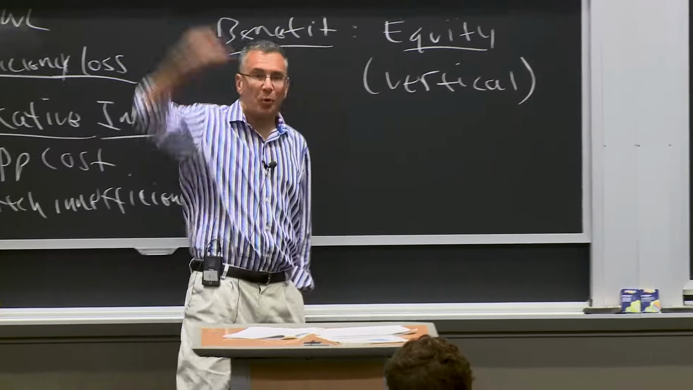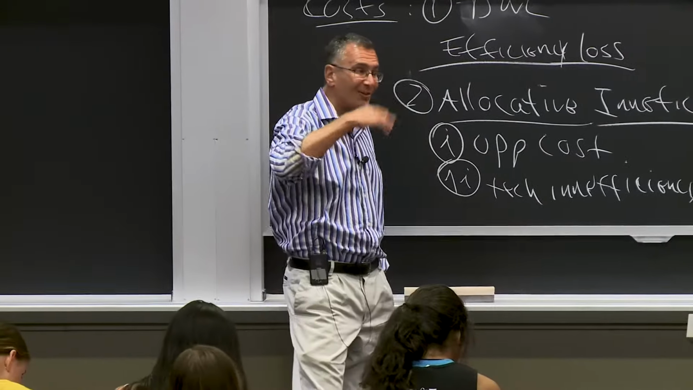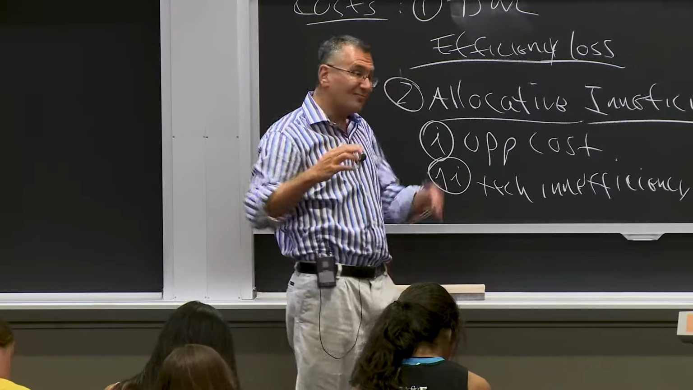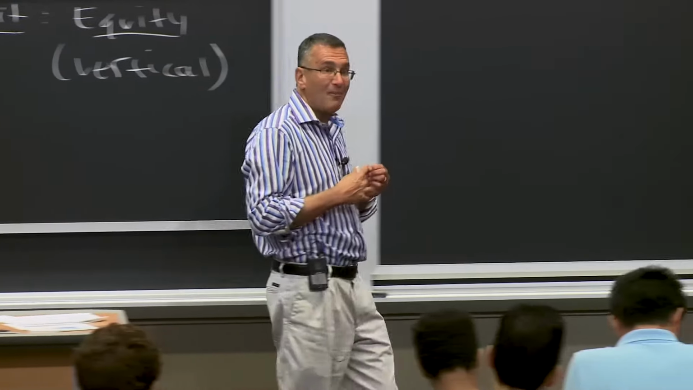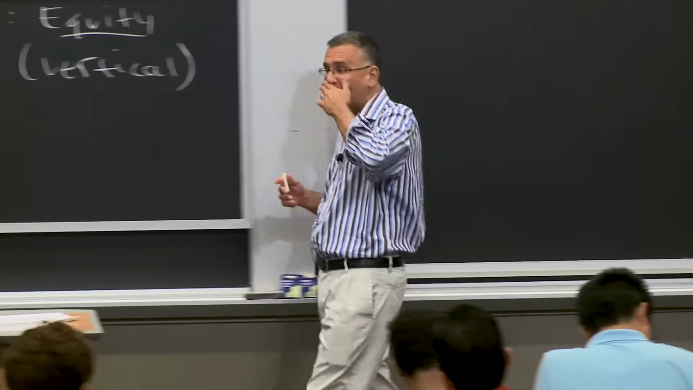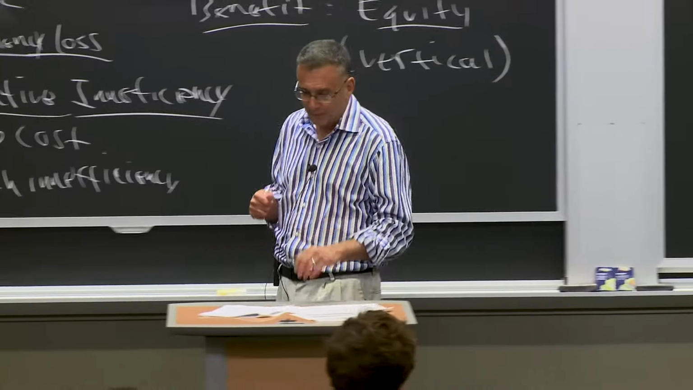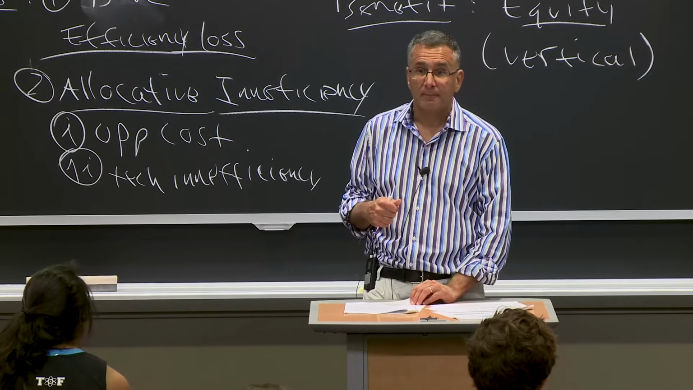Vertical equity is rich versus poor. Okay? There are other kinds of equity you might care about, like who has extra time versus who doesn't have extra time. And that's a good point. But for now, when I say equity, I'm going to think about rich versus poor. When we think about government policy and the equity efficiency trade-off, we really think about vertical equity. Okay? Other questions about that?